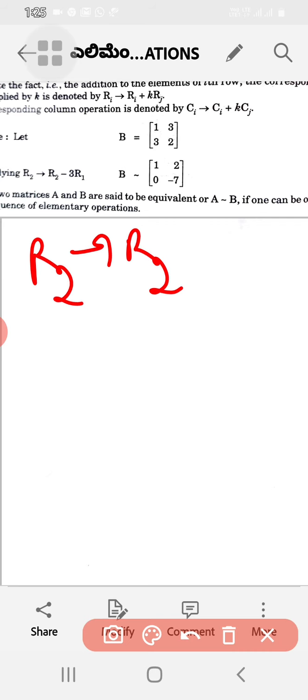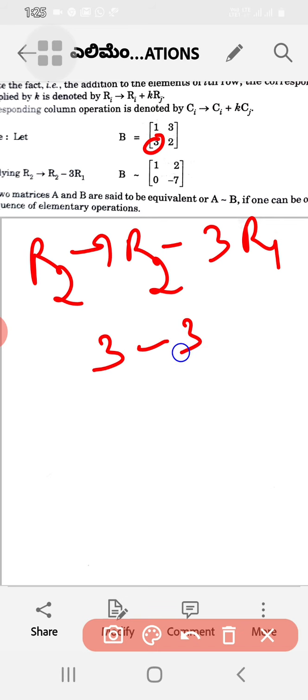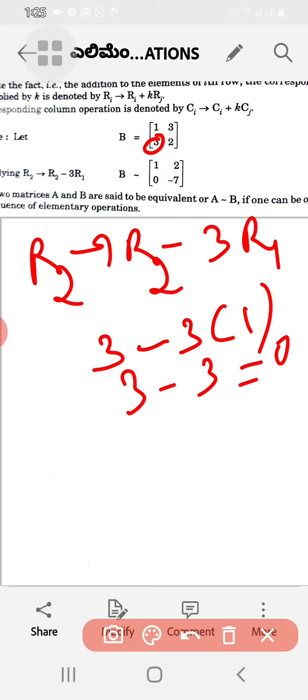Okay, R2 changes to R2 minus 3R1. See here, first you consider this 3. So 3 minus 3 into the corresponding element, which is 1. That will be 3 minus 3. The answer is what? 0. So I got 0.